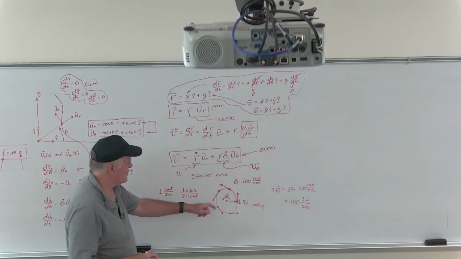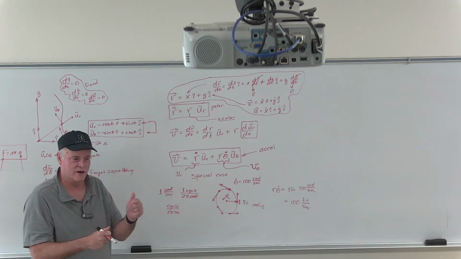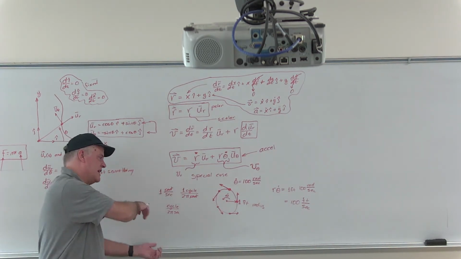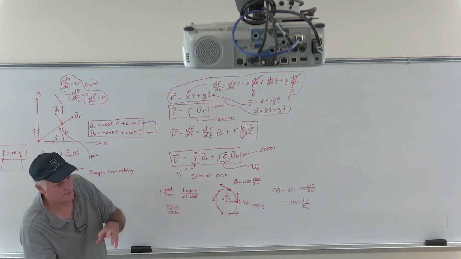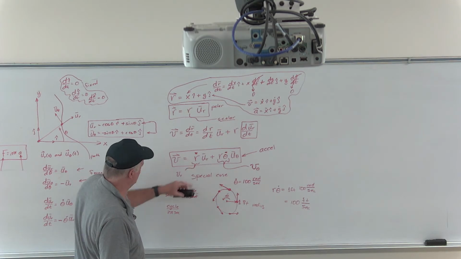Okay, so you know, and we've all done it, got in a car and did donuts in a parking lot. As you're going through a corner, say you're going to the left, you feel like you're being thrown to the right. The acceleration is pulling you the other way. So let's try to figure out what that acceleration is.